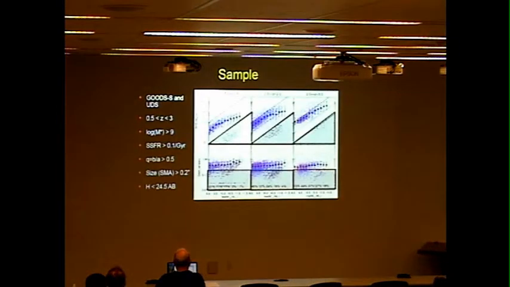So here's briefly our sample. It is from CANDELS, GOODS-South, and UDS, and we pick all galaxies from redshift 0.5 to 3 that are star-forming and massive. We also use face-on-like galaxies because we want to avoid dust extinction, and we use large, bright galaxies.